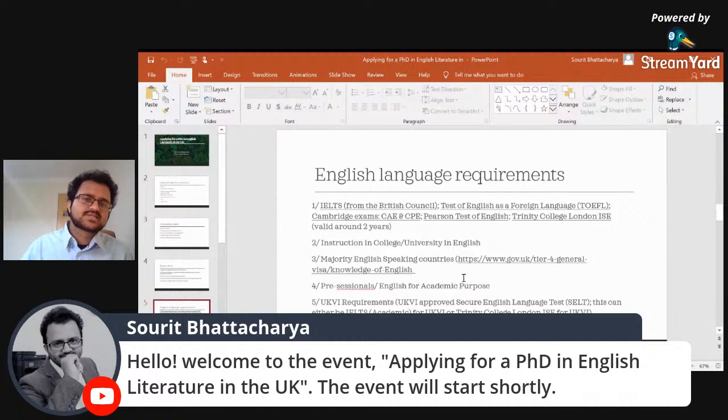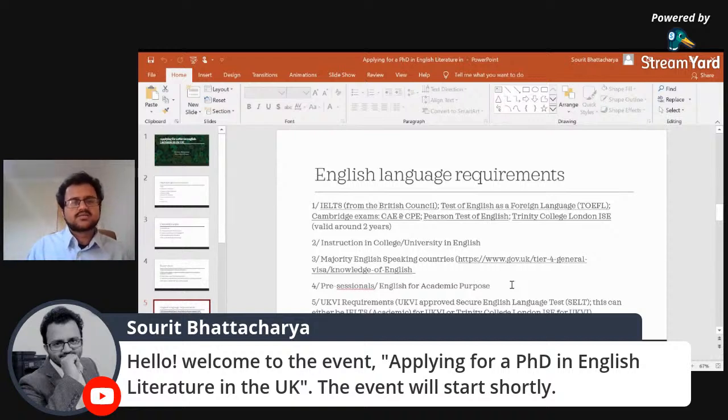And if your university has given you admission, but you haven't got the required standardized IELTS or TOEFL score, you can still do pre-sessionals or English for academic purposes before joining your degree. You have to probably arrive a little earlier, 2 months or 3 months before, do these pre-sessionals, pass them, and then move on to the degree.